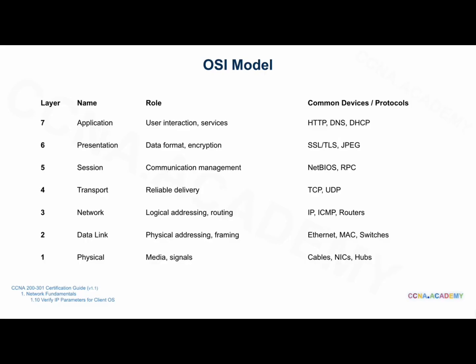Here's a quick look at all 7 OSI layers from top to bottom. At the application layer, we have user-facing services like HTTP, DNS, and DHCP. The presentation layer handles data format and encryption, things like SSL or TLS. The session layer manages communication setup, while transport ensures reliable delivery with TCP or UDP. At Layer 3, the network layer uses IP for routing. Layer 2 handles MAC addresses and Ethernet framing, and Layer 1 covers the physical media, your cables and network cards.